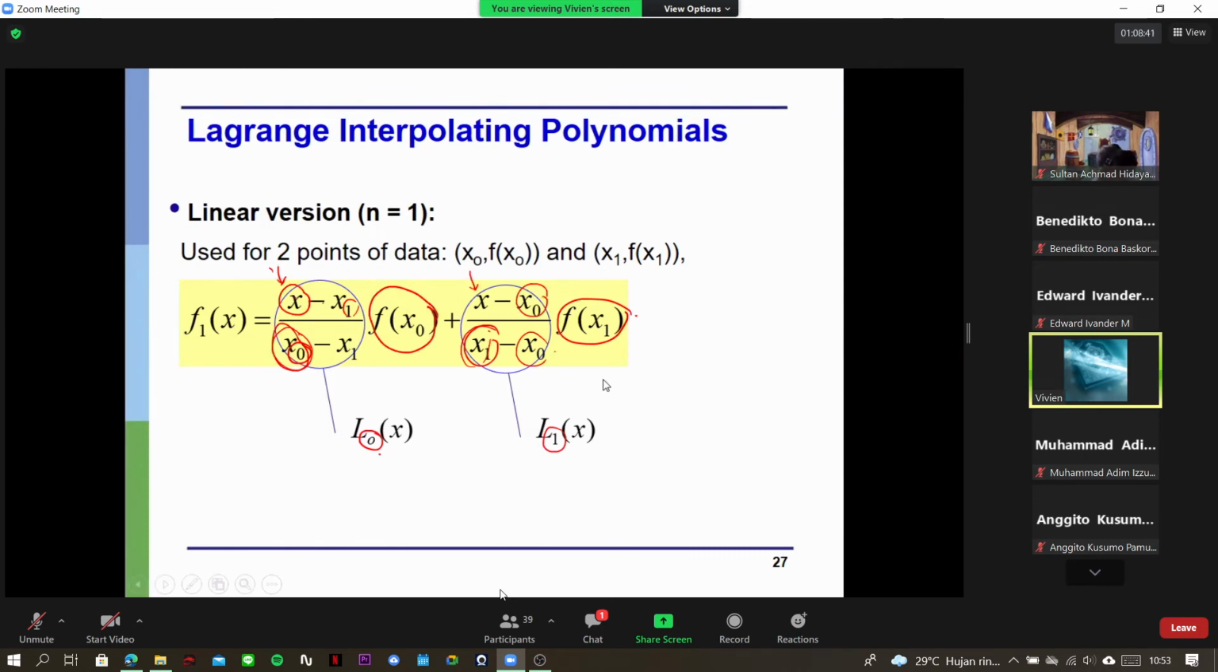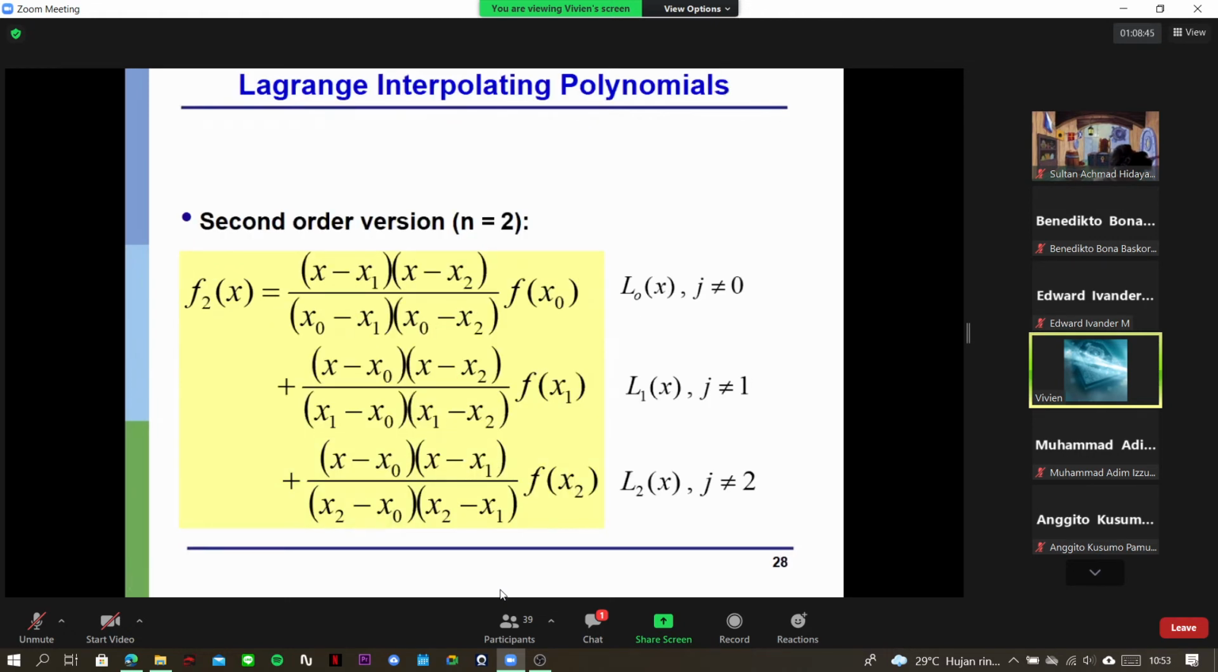So here we have 2 points of data, and now with 3 points of data, this one is L0, this one is L1, and this one is L2. You can see the pattern here. F2(x) means you have 3 points, which are x0, x1, and x2. And how do we find the value of L0?